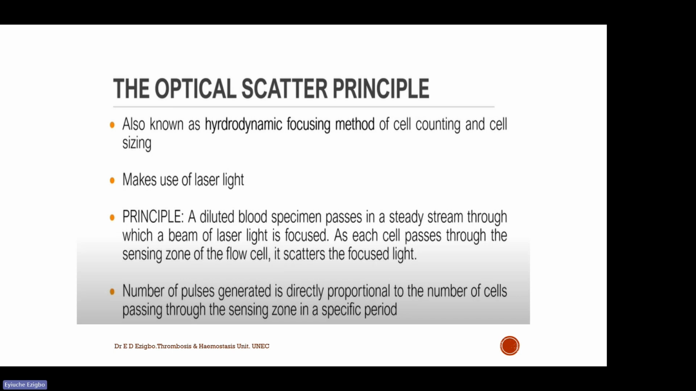As each cell passes through the sensing zone of the flow cell, it scatters the focused light, just like the aperture in the impedance principle. Here, the cells are passing through the sensing zone where they can be detected. As each cell passes through the sensing zone of the flow cell, it scatters the focused light. The number of pulses generated is directly proportional to the number of cells passing through the sensing zone in a specific period.